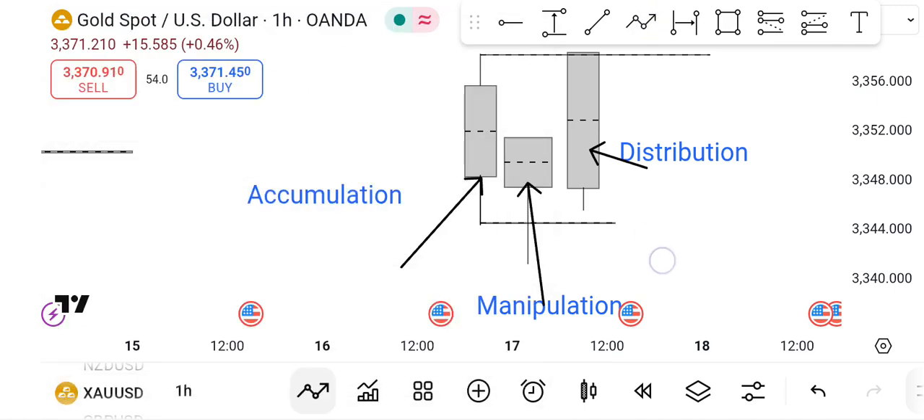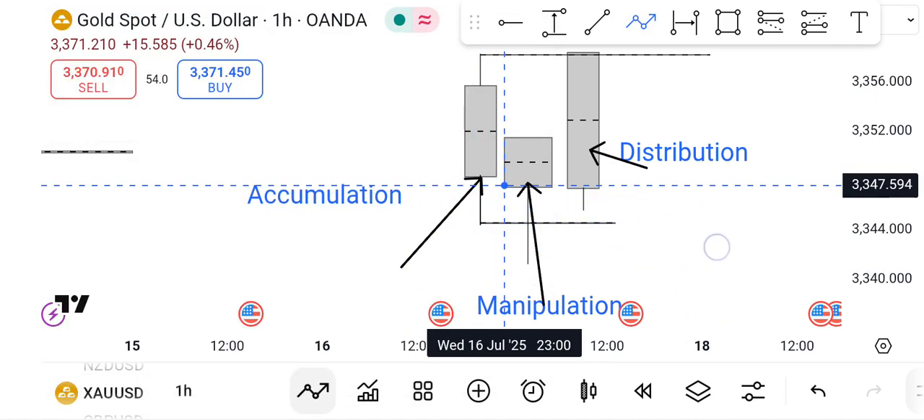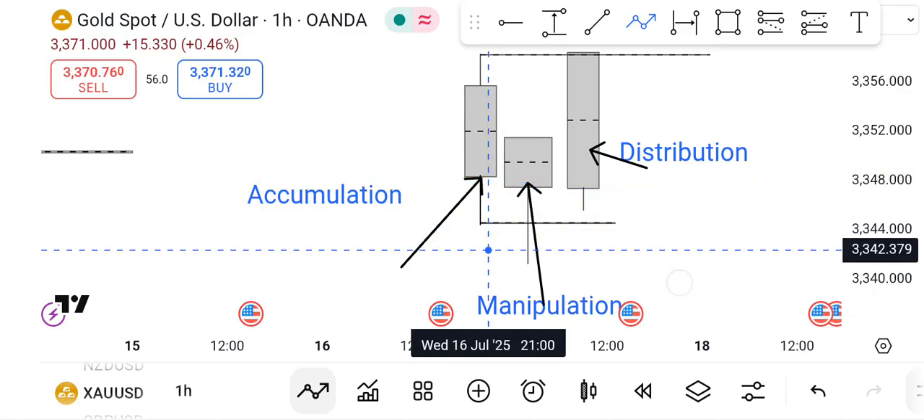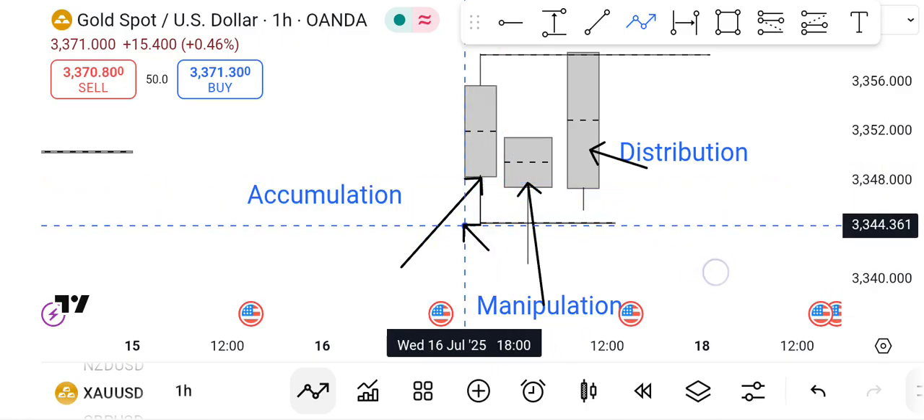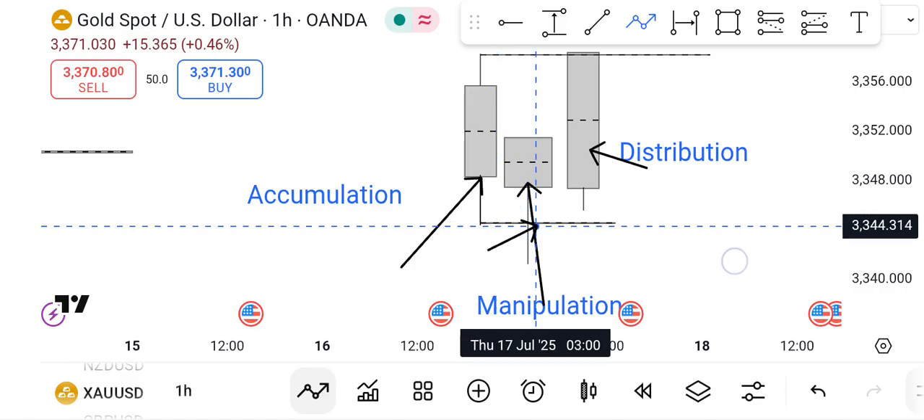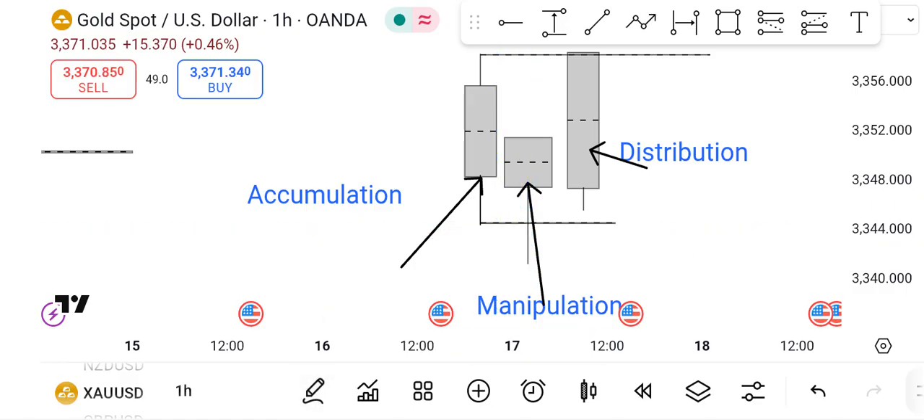As you can see, the second candle is the manipulation candle. It attacked the liquidity of the accumulation candle and reversed, closing inside the accumulation candle. So if the manipulation candle closes above or inside the accumulation candle, that CRT is valid. And so CRT can be invalid.